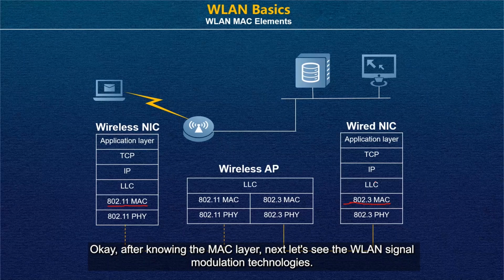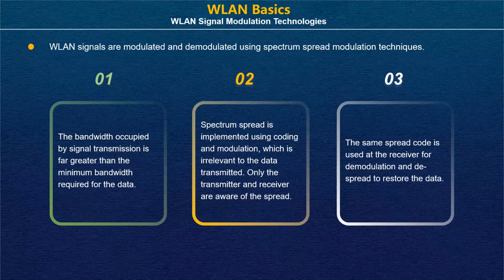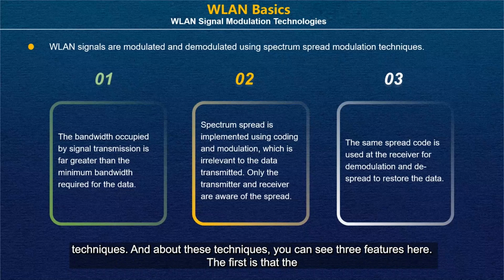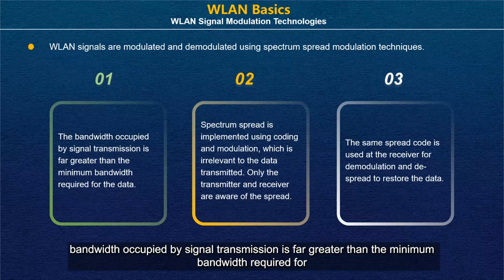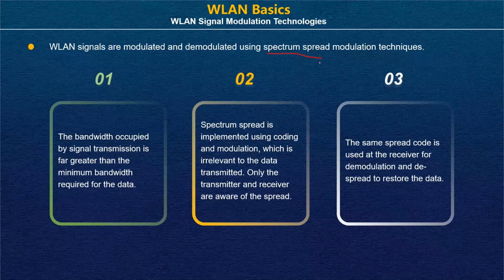Okay, after knowing the MAC layer, next let's see the WLAN signal modulation technologies. WLAN signals are modulated and demodulated using spectrum spread modulation techniques. And about these techniques, you can see 3 features here. The first is that the bandwidth occupied by signal transmission is far greater than the minimized bandwidth required for the data, because we have already spread the spectrum. So it will occupy higher bandwidth.